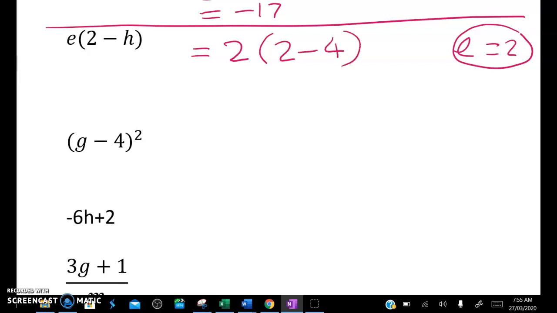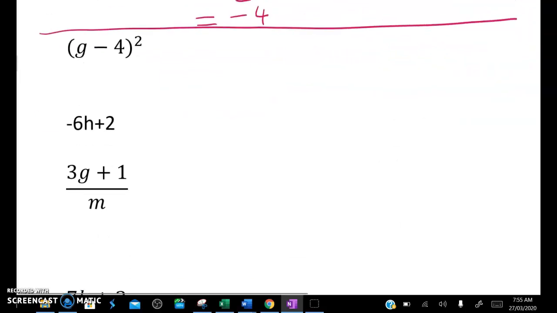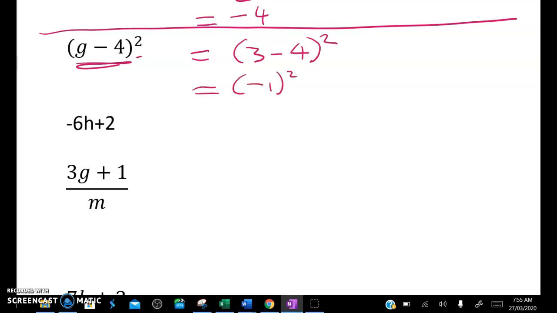So we get this. Now just remember, it's very easy to forget, especially when you're just starting out, that there's a times sign in here. So it's 2 times negative 2, which gives me negative 4. In this one here, we've got brackets and we've got something squared, but we just start off by doing the substitution first. So G is 3, 3 minus 4 squared. So that's negative 1 squared, and we know that that's negative 1 times negative 1. So a negative times a negative gives me a positive.